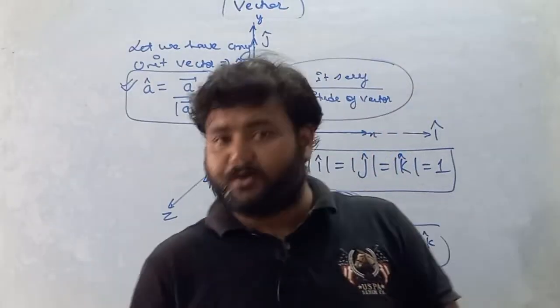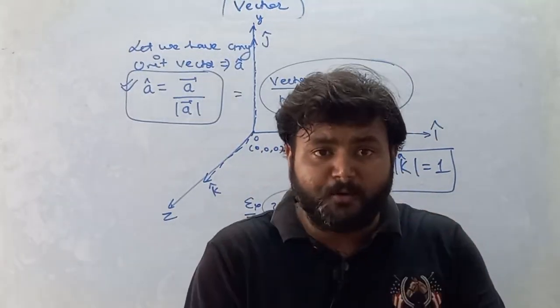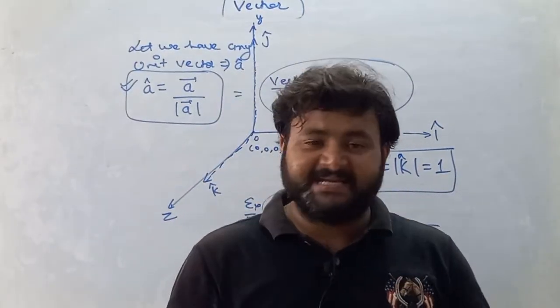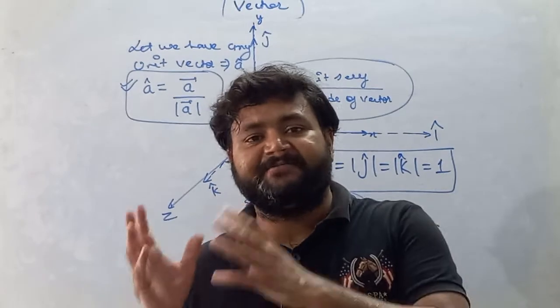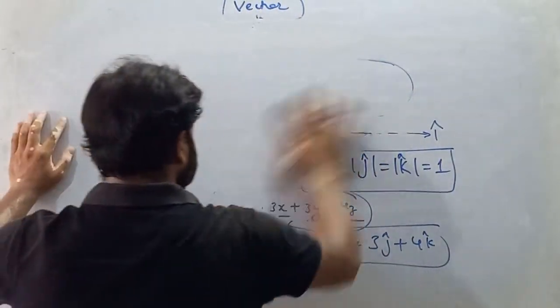But once we are talking about circular motion, then we will introduce two more unit vectors. One is the radial unit vector and the second is the tangential unit vector. I am describing those unit vectors as well.